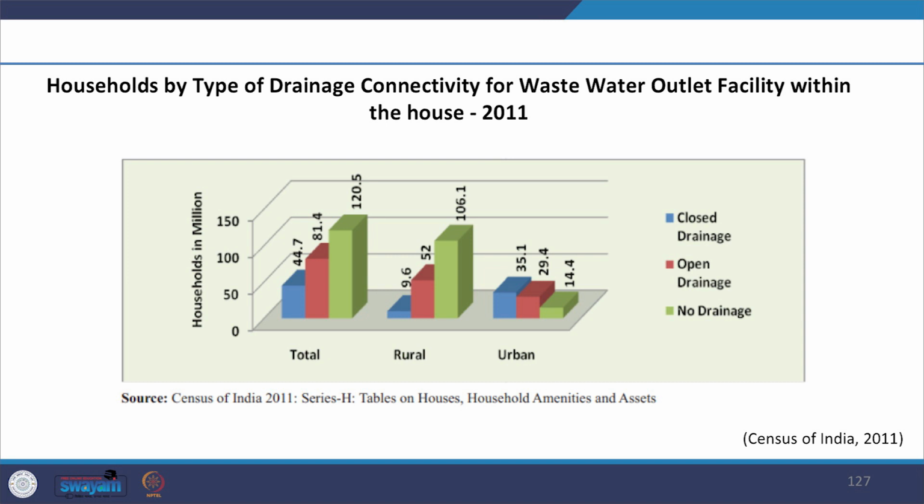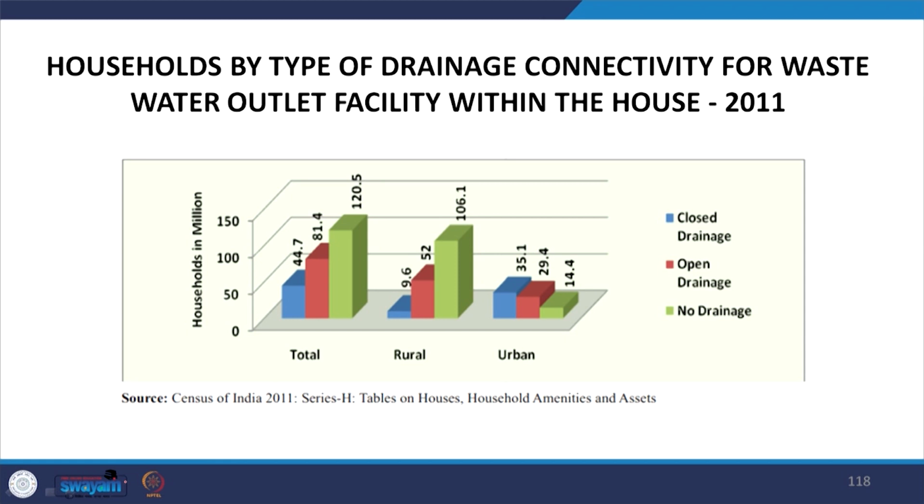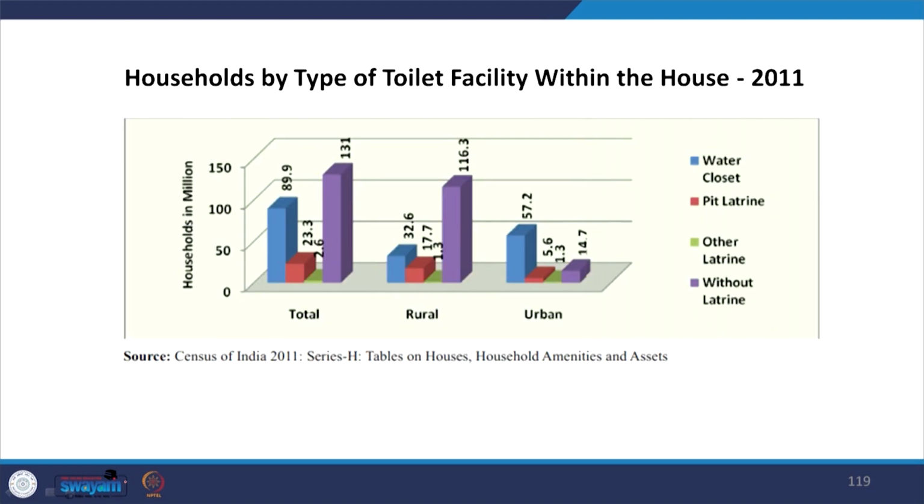We see that connection with services is how important and how the gaps are. We see that in the urban areas, nearly 29% of houses have open drainage or have no drainage. So, this is the state of wastewater facility within the houses as per the 2011 census.